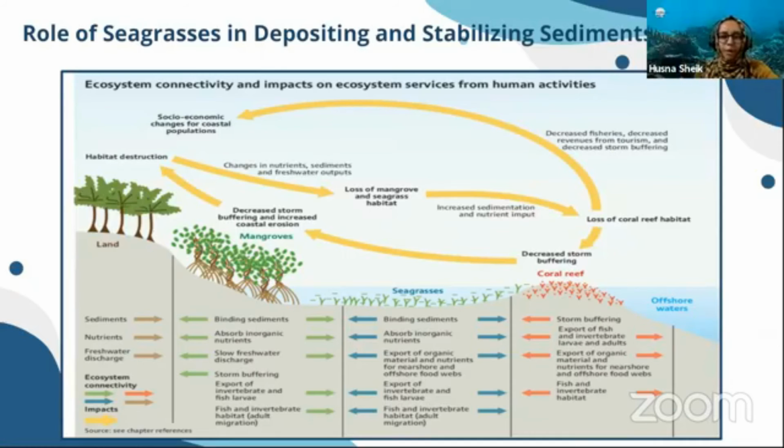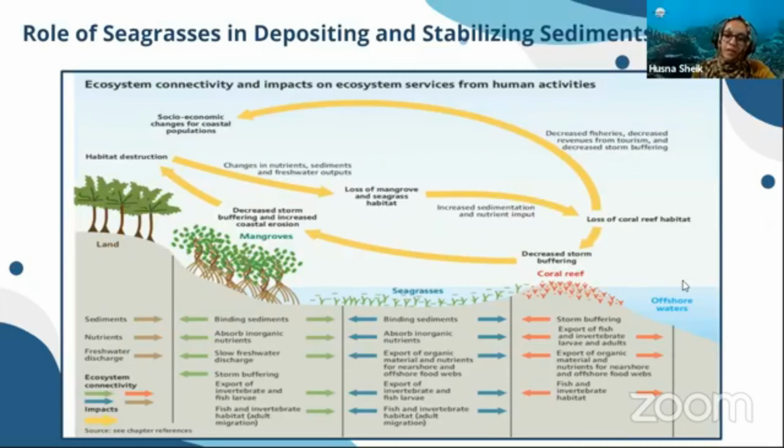So that's very important. Here you can see that loss of mangrove and seagrass habitat is directly impacting coral reef habitats. Increased sedimentation and nutrient input lead to low light visibility, and the coral die. There's no other question regarding that, they will die. And then when coral die, there is decreased storm buffering.